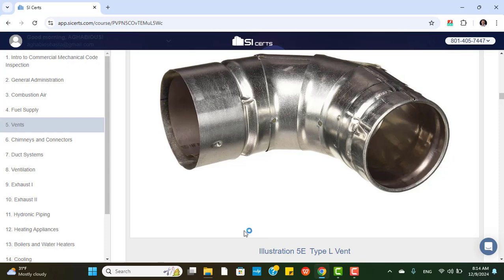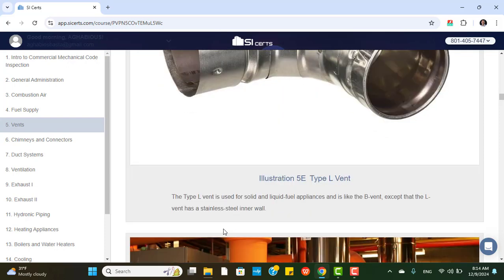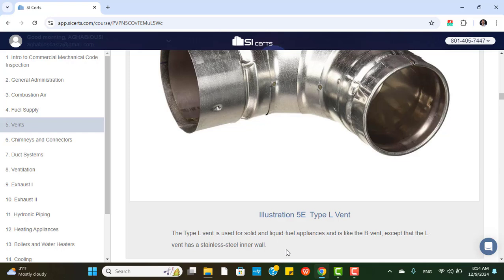Illustration 5E, type L vent. The type L vent is used for solid and liquid fuel appliances and is like the B vent, except the L vent has a stainless steel inner wall.